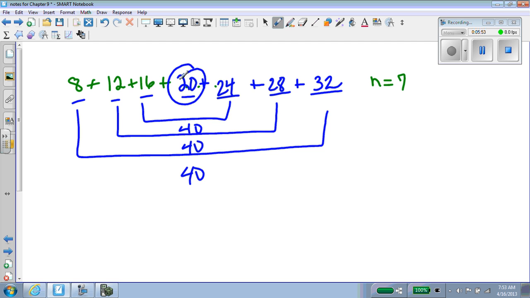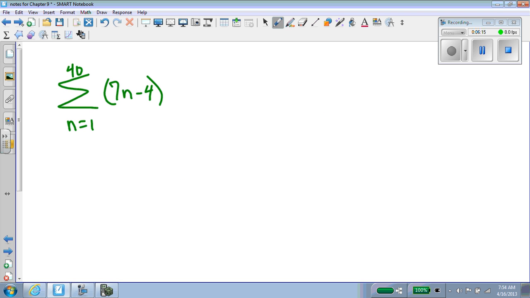20 is half of 40. So with 7 terms, we would expect to have 3.5 pairs. We do. We have 3 pairs of 40 and half a pair of 40. So it's still going to work even with an odd number. And you may want to stop and think about that for a minute.